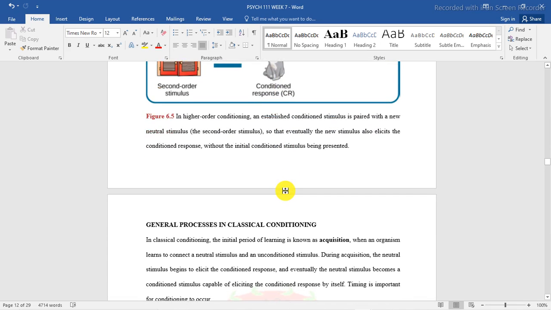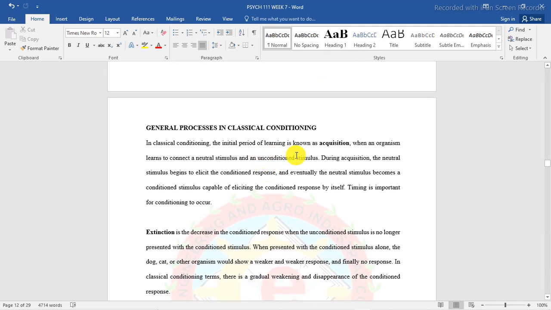In higher order conditioning, an established conditioned stimulus is paired with a new neutral stimulus, the second order stimulus, so that eventually the new stimulus also elicits the conditioned response without the initial conditioned stimulus being presented. Bago yung ipapares mo. So, ano yung general process ng classical conditioning?